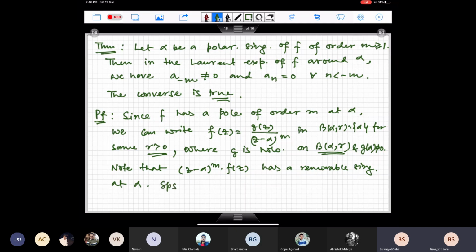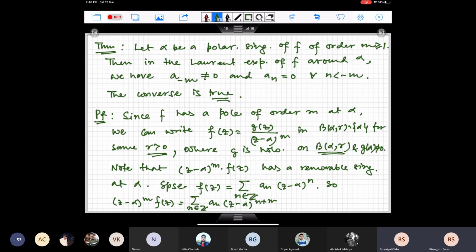Okay, very nice. Now let's write down the expansion. So suppose I know that f will have a Laurent expansion. Suppose f of z is the sum over n in Z of a_n (z minus alpha) power n. Suppose I have this. So what do I get? If I multiply by (z minus alpha) power m, m is positive, you should keep it in mind, I get the sum over n in Z of a_n (z minus alpha) power n plus m. Right? I just multiply and I get this.